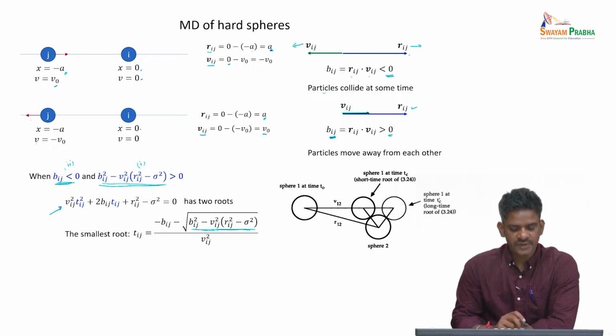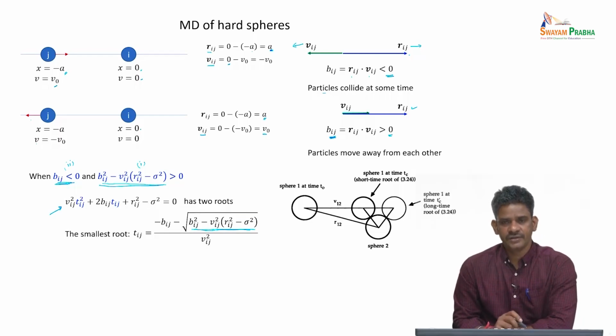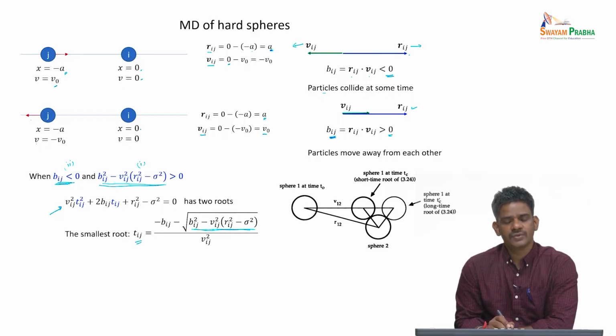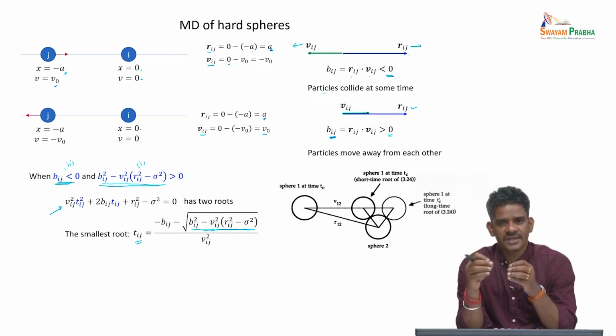So, once you have these conditions satisfied for a given pair i and j, then you can solve for the time by solving this quadratic equation, and there are going to be two roots. Then we take the smallest root because it is about the time at which the collision happens, and we want to look at the shortest time at which this collision happens.